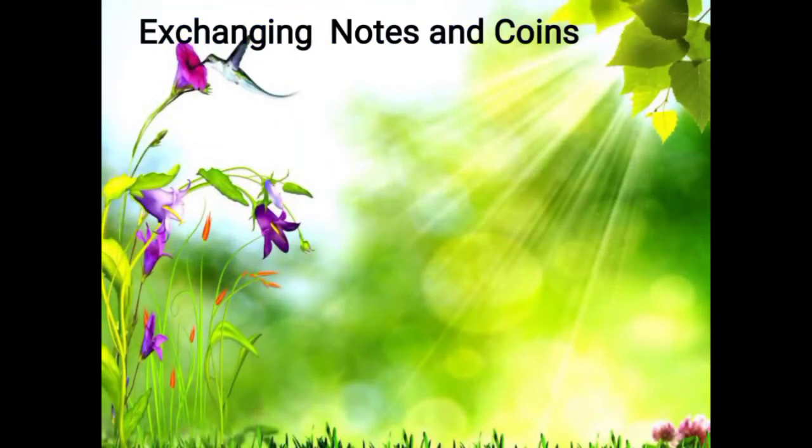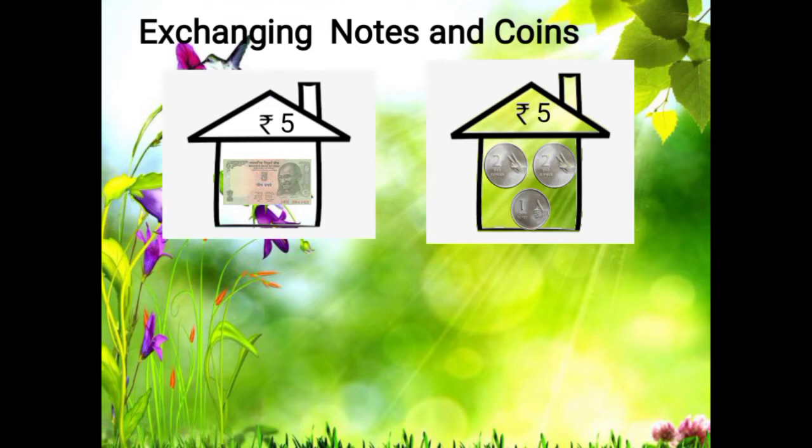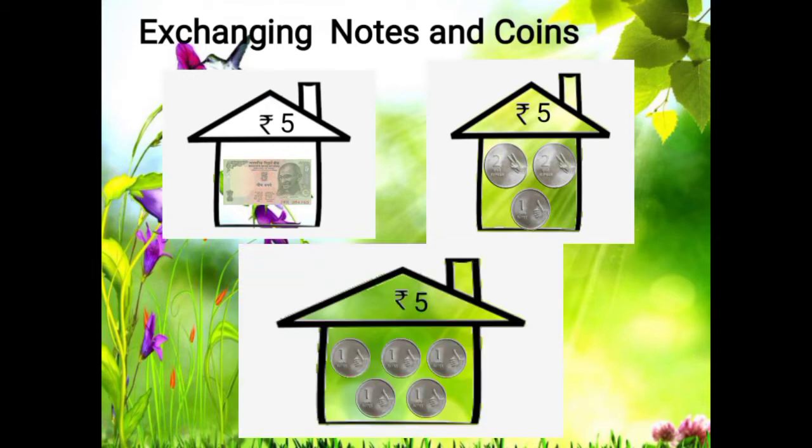Next, exchanging notes and coins. You also can exchange notes with coins. How? Let's see. House of 5 rupees note. So instead of 5 rupee note, you can use 2 coins of 2 rupees and 1 coin of 1 rupee. So it is also 5 rupees. Otherwise you can use 5 coins of 1 rupee.